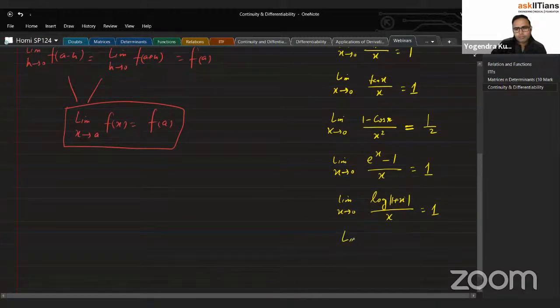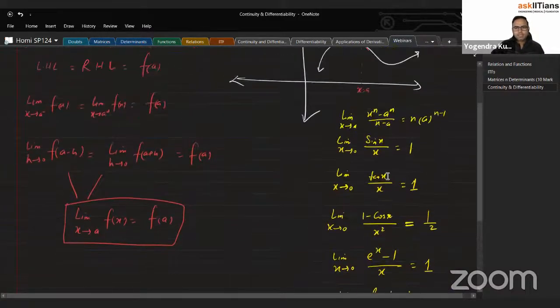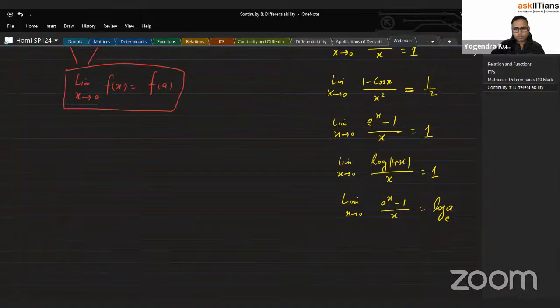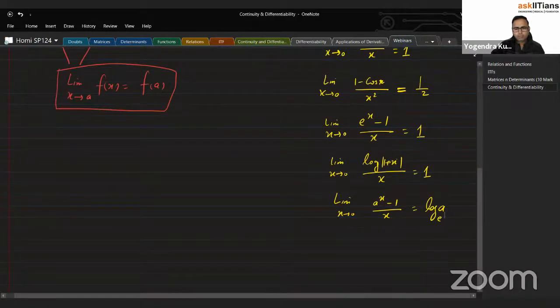Okay, you can remember this one also. Limit x tends to 0, a raised to x minus 1 upon x is what? Log of a base e, ln a. These are the standard limits, right? I hope you remember. Okay, let me give you these also, right?